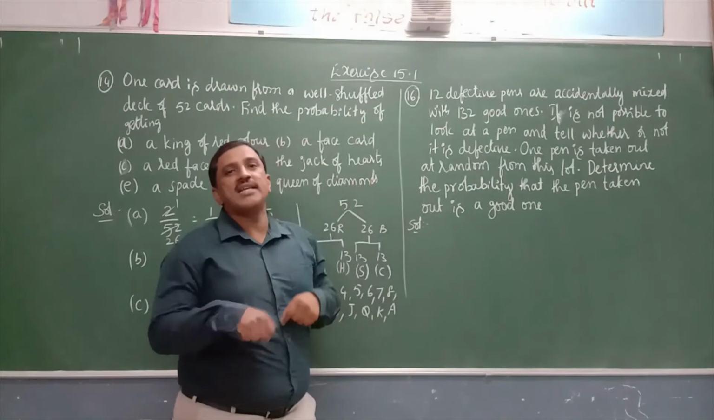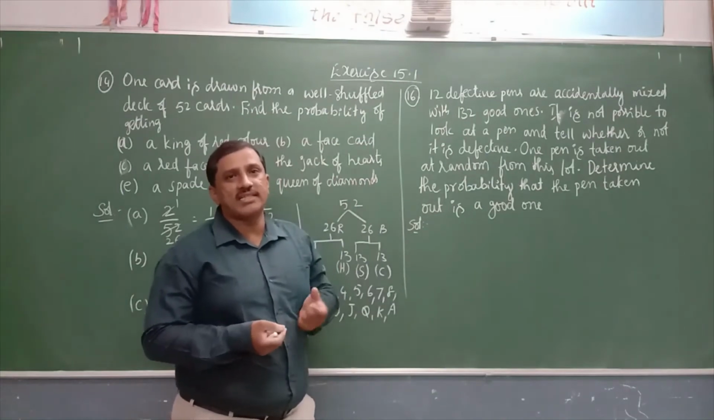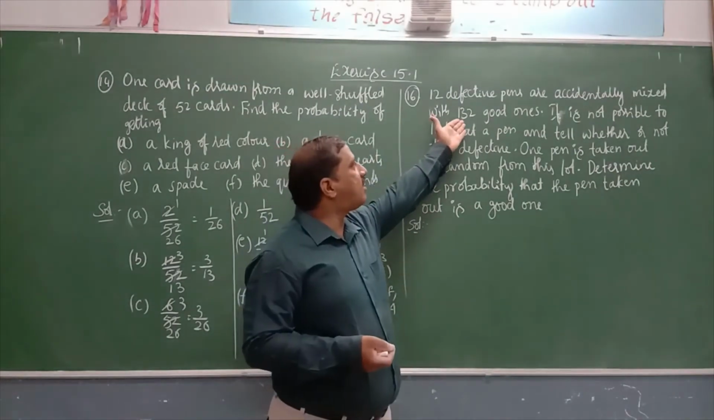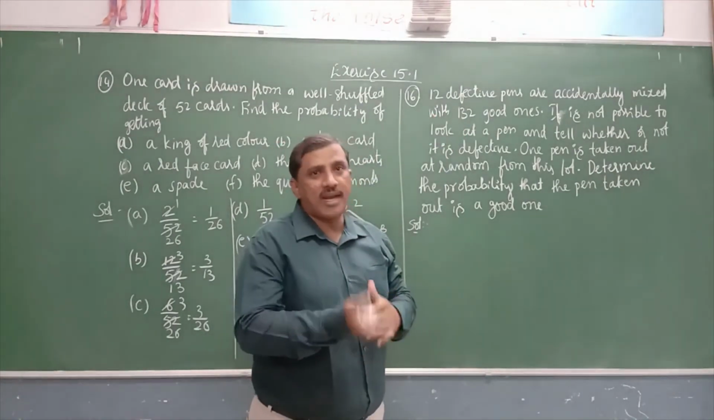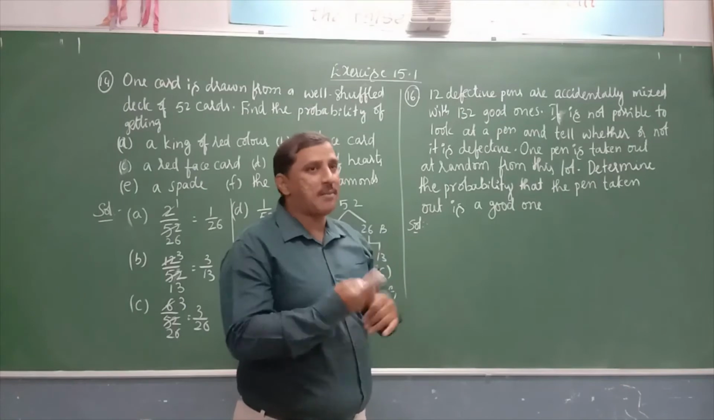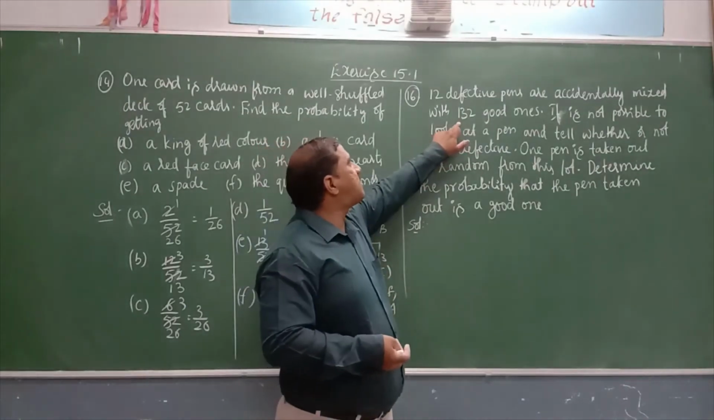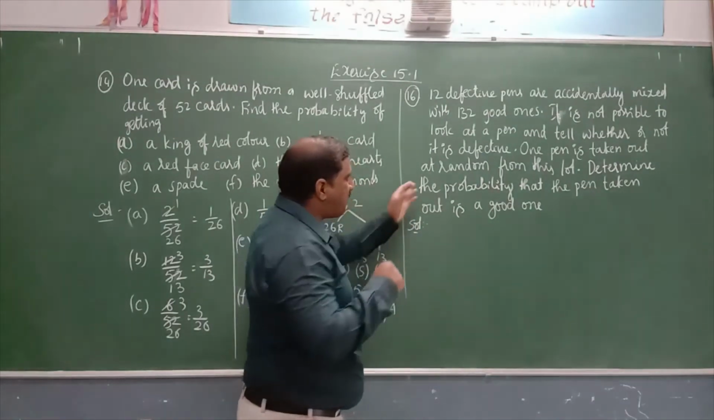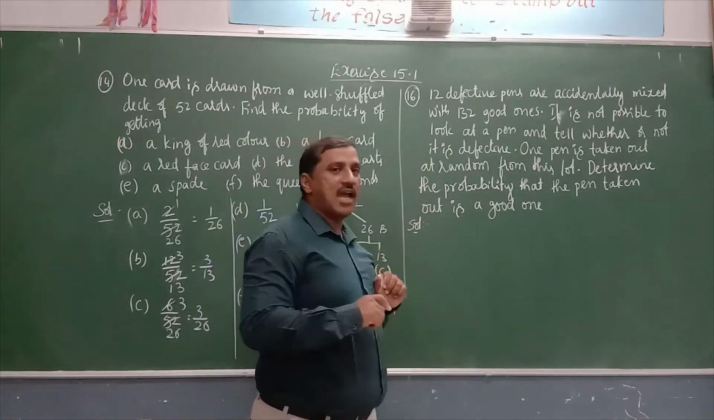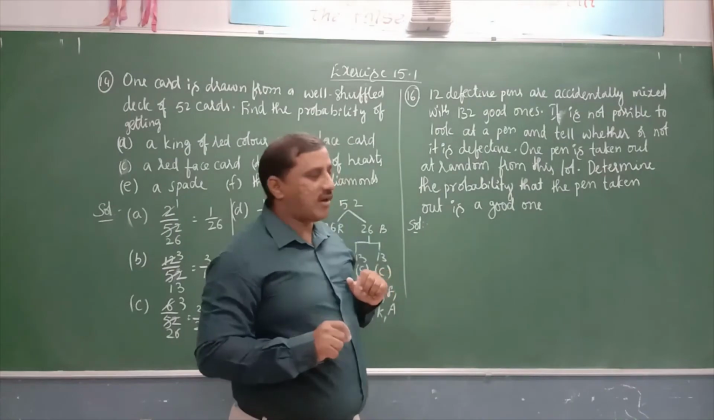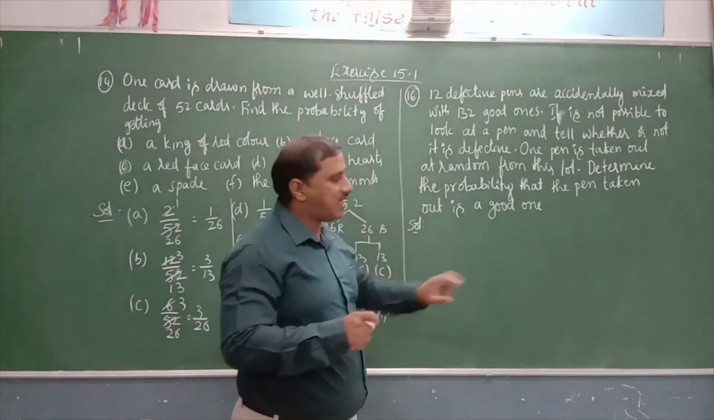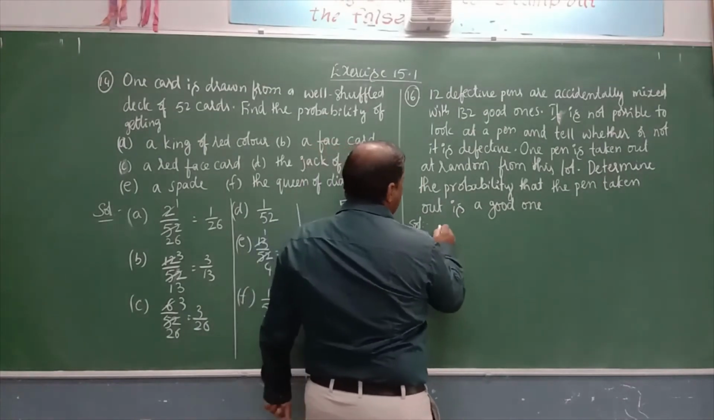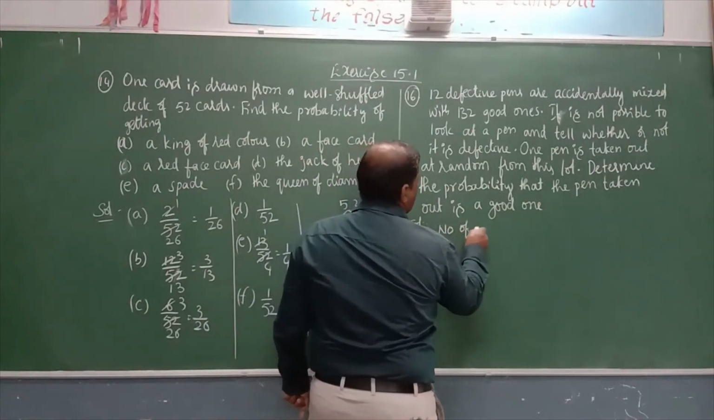If that pen is a good one, the event is getting a good pen. How many favorable outcomes are there for a good pen? That is 132. The total number of possible outcomes means the total number of pens, that is good pens plus defective pens together. We take the good one as G. G stands for the number of good pens.